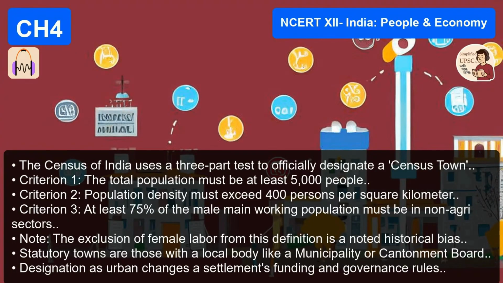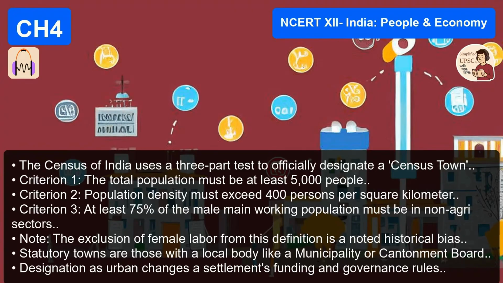75% of men must be doing something other than farming, manufacturing, services, trade. So you could have a massive village of 10,000 people, but if 50% of the men are still farmers, you are officially not a town. You are a village, a very, very large village. And that distinction matters immensely because urban areas get different funding, different governance structures, and different planning rules than rural areas. That distinction is crucial.